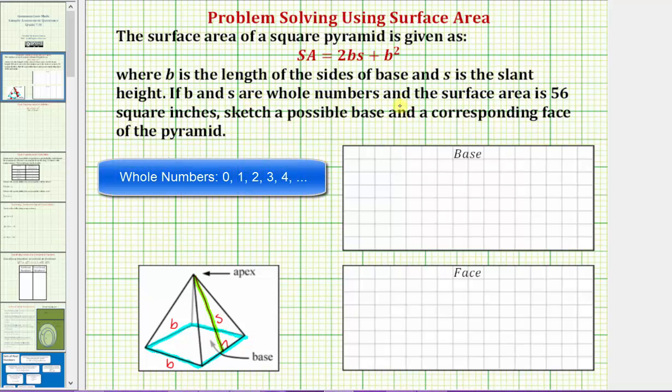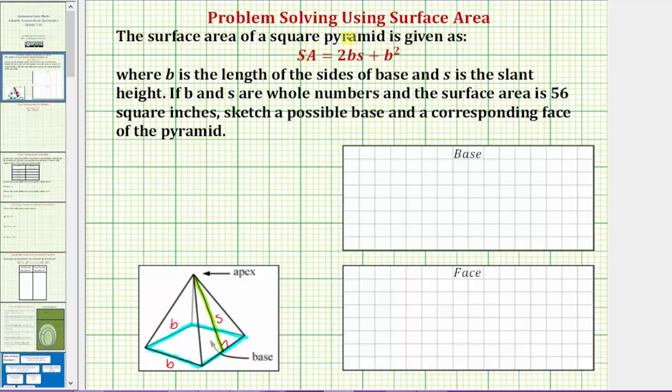If b and s are whole numbers, and the surface area is 56 square inches, sketch a possible base and a corresponding face of the pyramid. So we want to solve this equation here, where SA must be 56 and b and s must be whole numbers. Let's do this on the next slide, then we'll come back and sketch a possible base and triangular face.